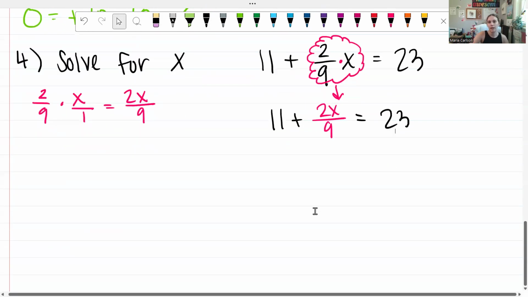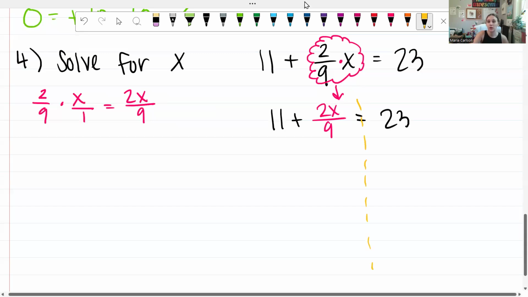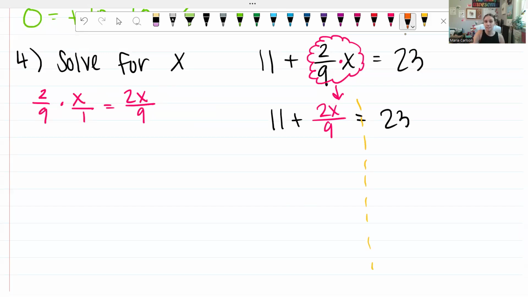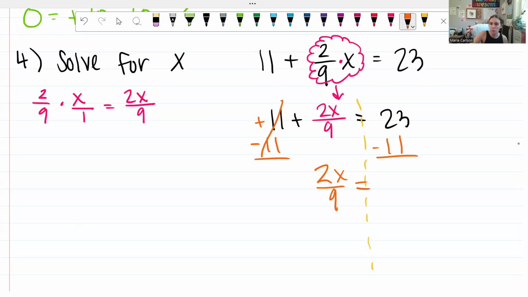Now, I am going to split this down the middle to help myself. Using our opposite order of operations, I need to get rid of this 11 first, and this is a positive 11, so I'm going to subtract 11 from both sides. The positive and negative 11s will go away, so we'll just be left with the 2x over 9, which is equal to 23 minus 11, or 12.